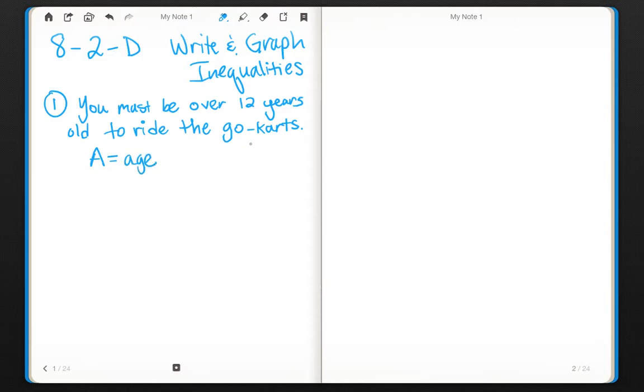And so to be able to ride the go-karts, they have to be over 12 years old. So there's our key phrase. We'll highlight that. They need to be over 12. So what inequality do you think is over 12 years old? Hopefully you're thinking greater than. So the age of the person that walks up must be greater than 12. So that's what your inequality is. You've just translated this sentence into an inequality. So we want all the ages that are greater than 12.